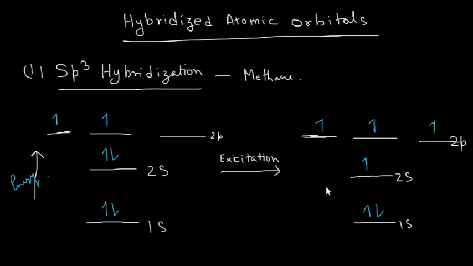But one fundamental change has happened: now carbon has one half-filled 2s orbital and three half-filled 2p orbitals. In this way, it is now tetravalent, and carbon now has four degenerate orbitals. Degenerate means four orbitals with the same energy level. Therefore, this type of hybridization is named sp3 hybridization because one s orbital and three p orbitals are involved.